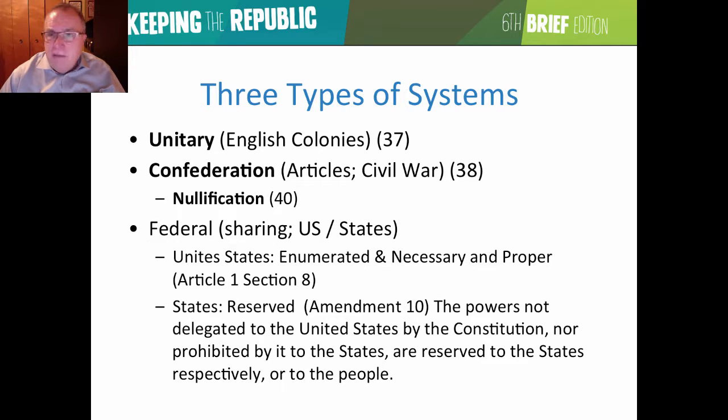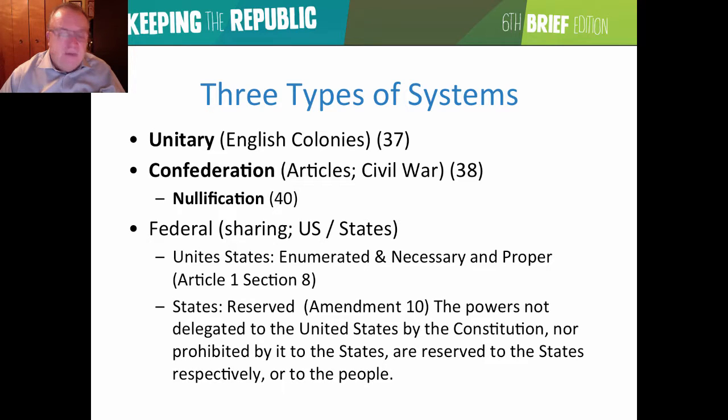Then we fought, obviously, to separate from that. Our first government, called the Articles of Confederation, that's number 38, the study guide question. So where in U.S. history do we see a Confederate system? And the answer is the Articles of Confederation between 1777 and 1789, and also the southern states that seceded from the Union from 1860 to 1865. So we've had that twice.